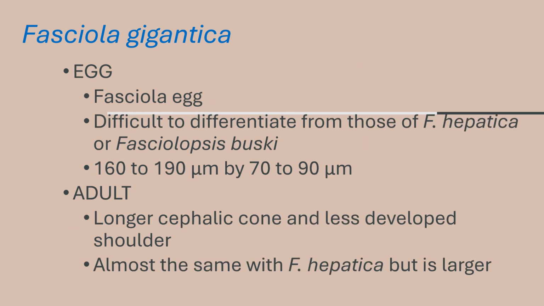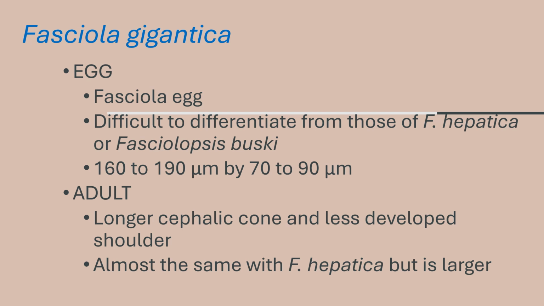Okay, and so yes, the eggs of your Fasciola gigantica are very difficult to differentiate from those of Fasciola hepatica or the eggs of Fasciolopsis buski. But please note that the eggs of your Fasciola gigantica tend to be larger. You have 160 to 190 micrometers by 70 to 90 micrometers.